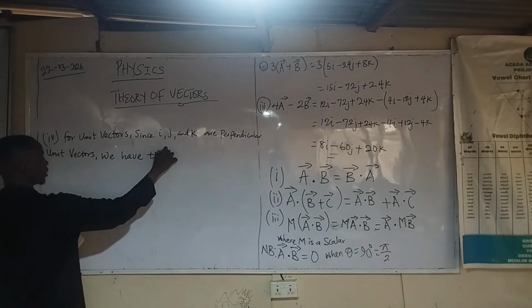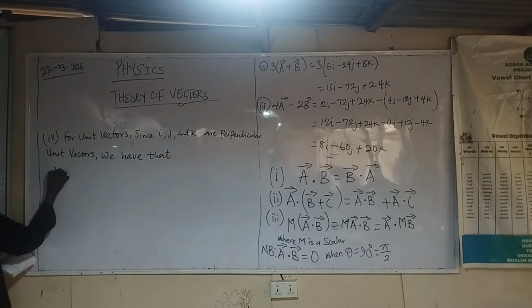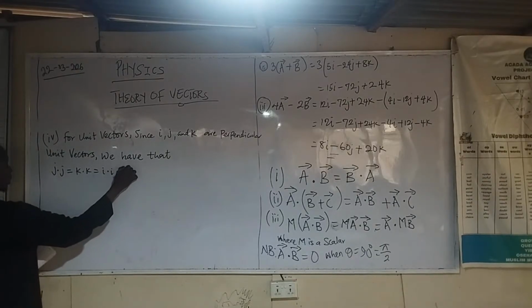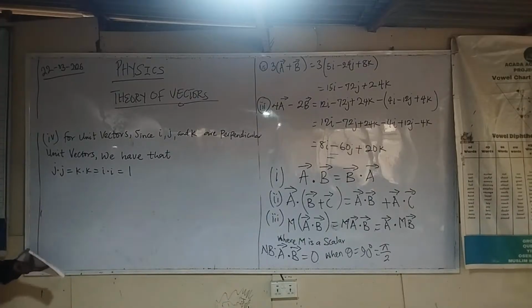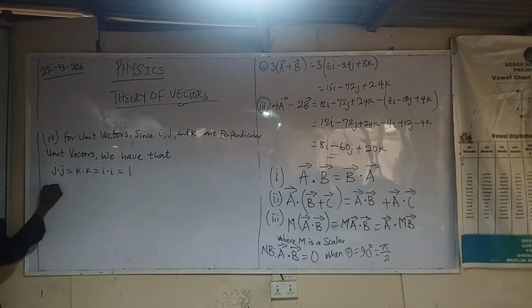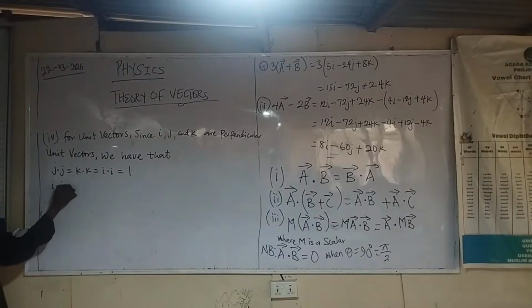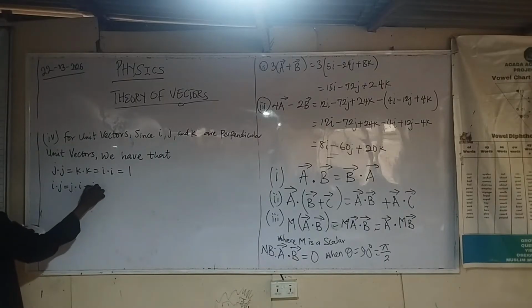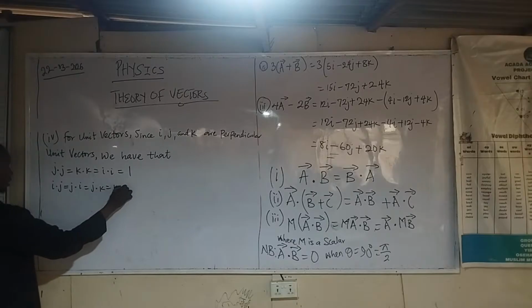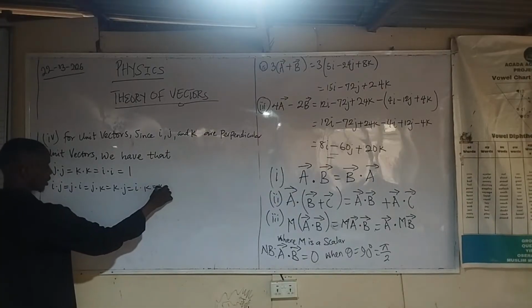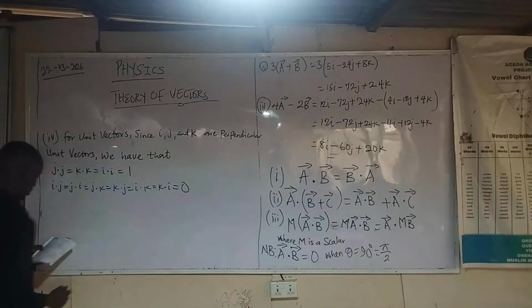We have that j dot j is equal to k dot k, which is equal to i dot i, which is equal to 1. Then i dot j, j dot i, j dot k, k dot j, i dot k, k dot i are all equal to 0.